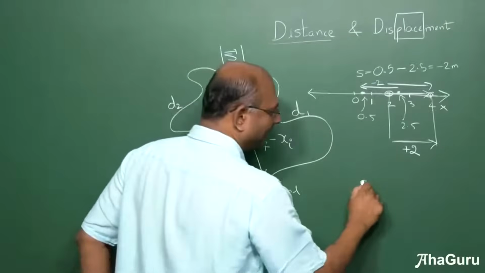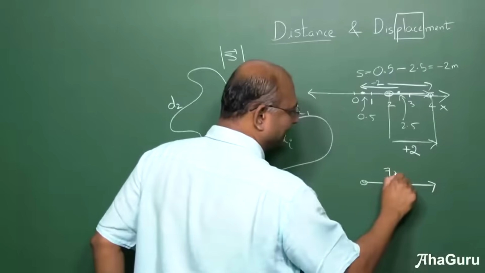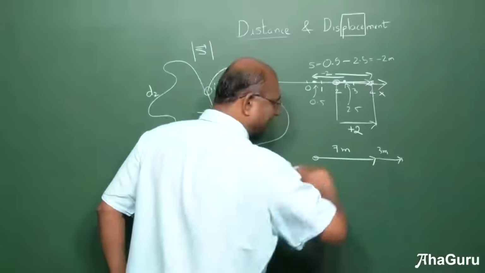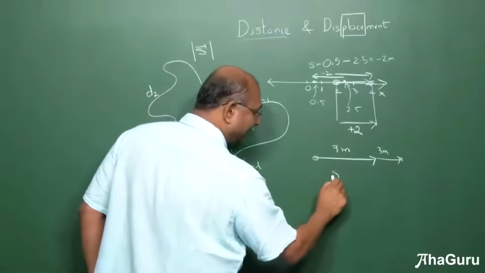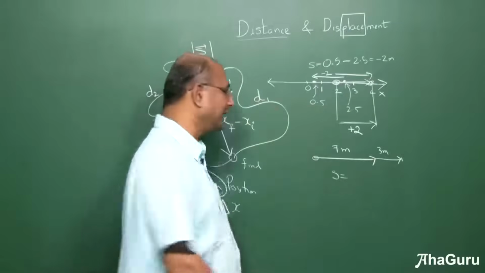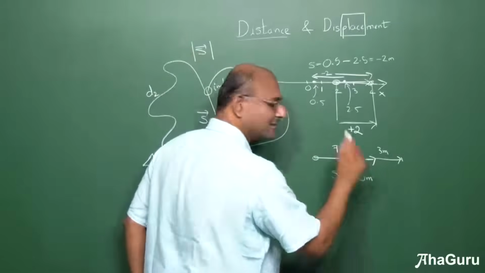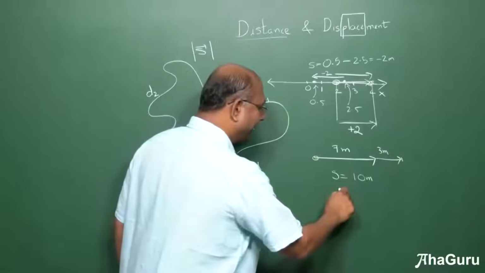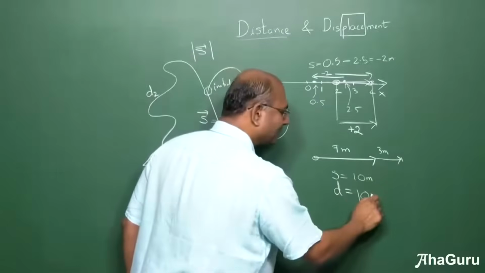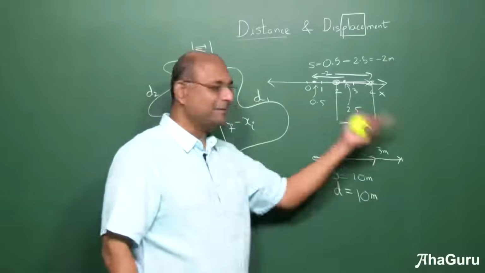So let us try to calculate. If I went 7 meters like this and then I went 3 meters like that in the same direction, what is my displacement? 7 plus 3, 10 meters. What is my distance? 10 meters. Because it's 7 plus 3.